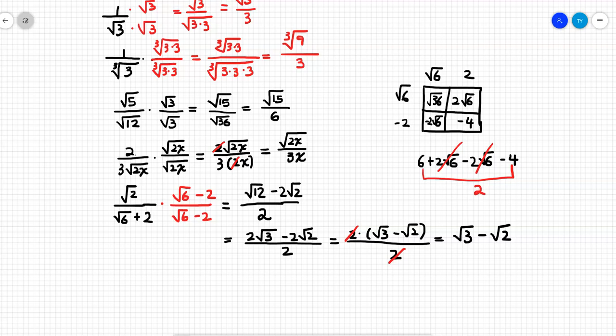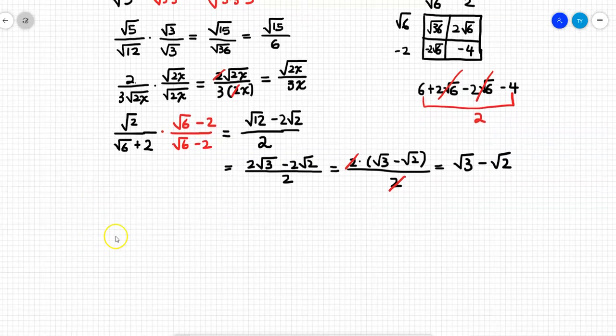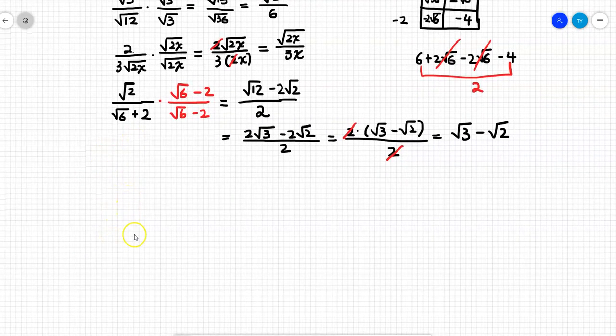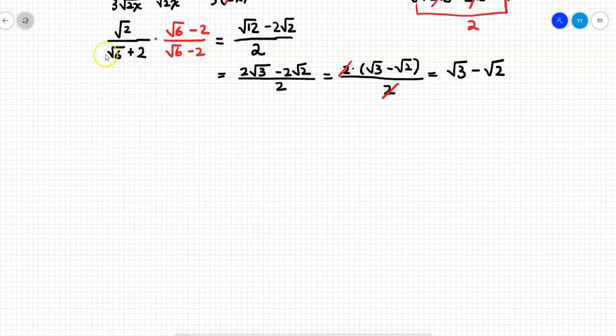So the one thing, if you have two terms at the bottom, you might want to always think about what we call conjugates. So in this case, if it's going to be plus, you just do exactly the same thing, but the sign is going to be opposite. The example that I showed you had one radical at the bottom and one whole number at the bottom.